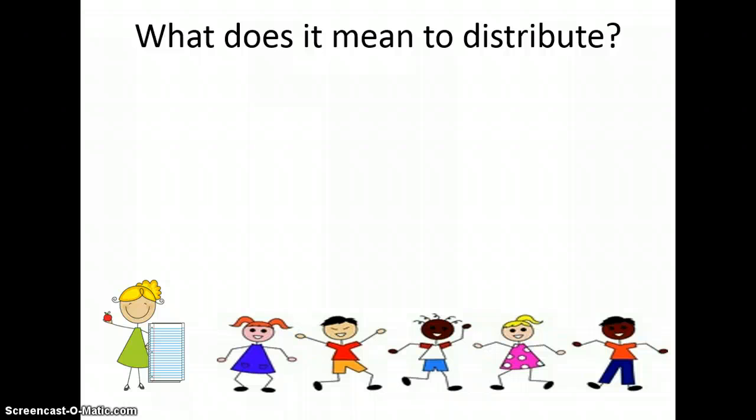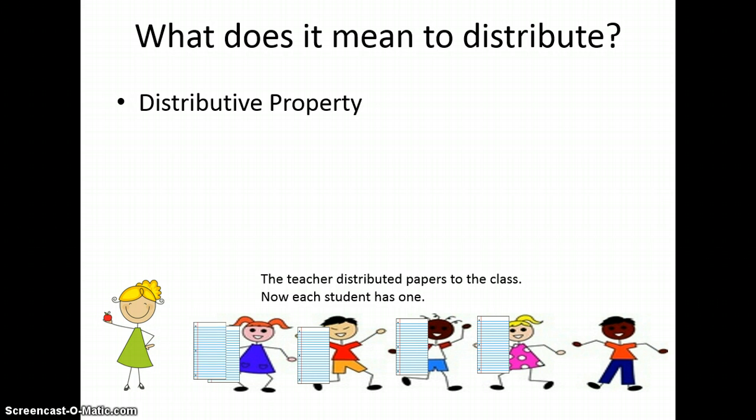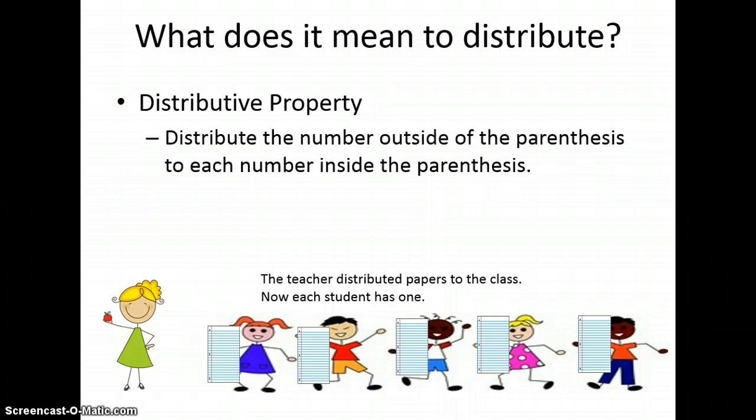So what does it mean to distribute? Well, if we look at the distributive property, we can think of a teacher. The teacher distributed papers to the class. And when she's done, every student has a paper. It's been distributed. When we use the distributive property, we distribute the number outside the parentheses to each number inside the parentheses by multiplication.